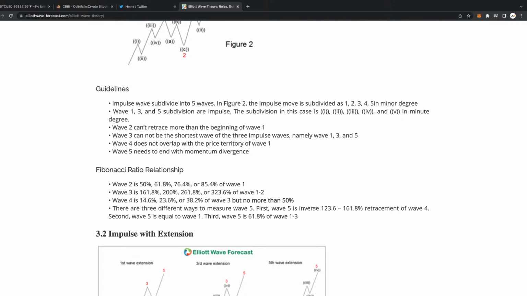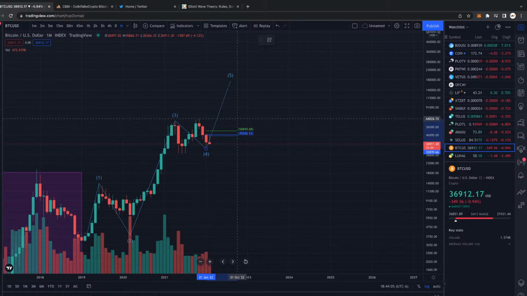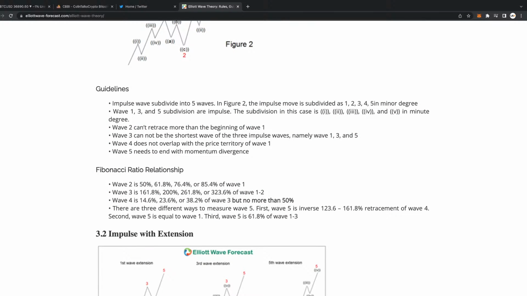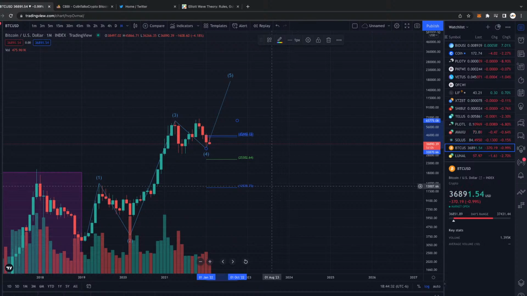So let's see if we can do that. Wave 5 is inverse 123. Okay, so let's do that. Let's do the retracement. Inverse. Settings. 123. I gotta double check. 123 to 1618. Okay, so 123 and 1.16. Oh, I did it backwards.